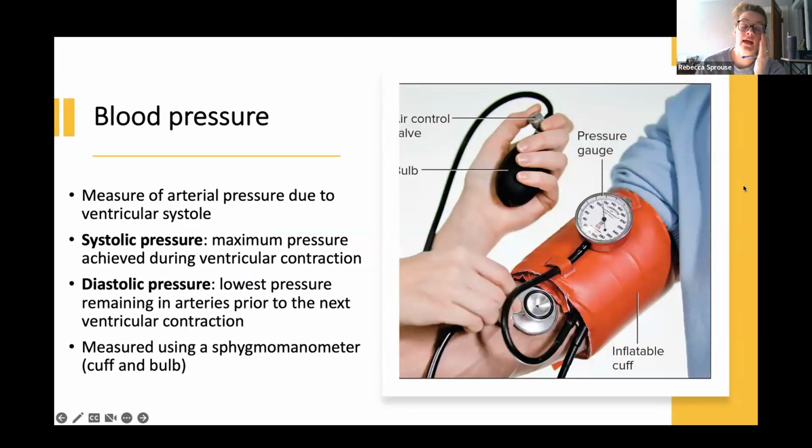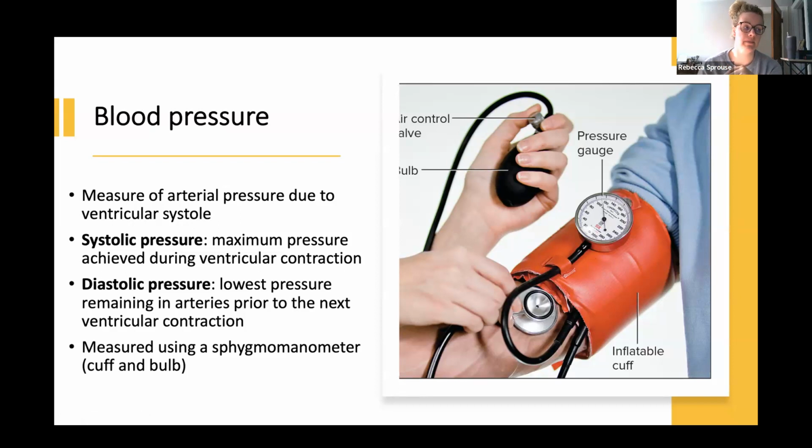Okay, that is the cardiac heart related stuff. I'm going to talk a little bit about blood pressure because you have a lab on this week. When you're measuring blood pressure, you are measuring arterial pressure. Arterial pressure can be a really good indication of how well our body is adjusting to a high or a low pressure based on heart rate and other things like that. And it's due to ventricular systole, or ventricular contraction. So it can be a really good indicator of how well our ventricles are working.